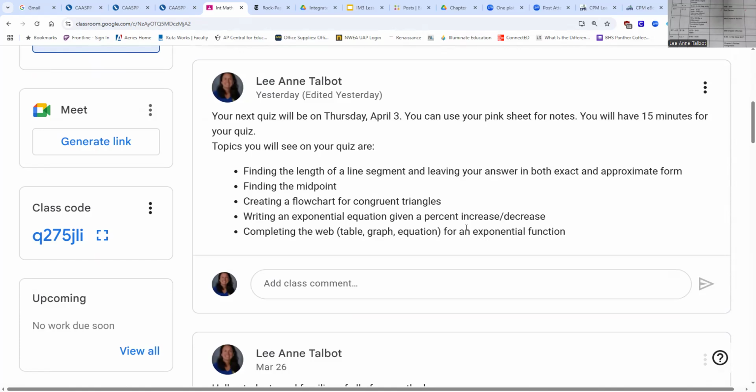Creating a flow chart for congruent triangles. I think we all know what that is. Writing an exponential equation given percent increase or decrease. We just did that for Beretta, Steve, and Trisha. So the start multiplier to the x, and if it's a percent increase, you add it to 100%, and if it's a percent decrease, you subtract it from 100%. So kind of like the digital escape did too. And then the last one is completing the web. So this is going to be that same question, but filling out the table, filling out the graph, and finding the equation for an exponential.